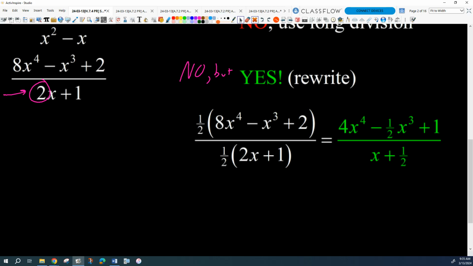But we're better than that. We can. I'm going to show you some examples of how we actually could. I don't know if we'll get to it today or not. I think we probably will. We'll go through an example where we use synthetic division to do a problem like this.